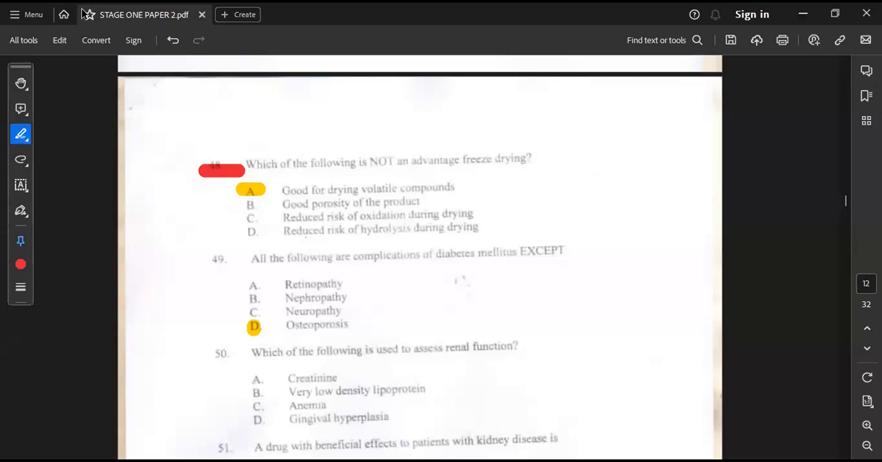I think the first ones would be the sulfonylureas, which increase insulin secretion, such as glibenclamide, glipizide, glimepiride. Then you have the meglitinides, which also increase insulin secretion. An example would be repaglinide.